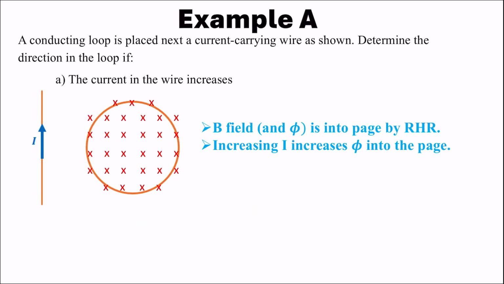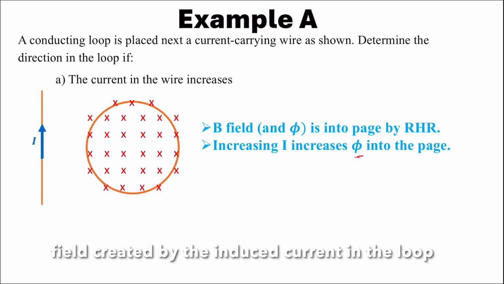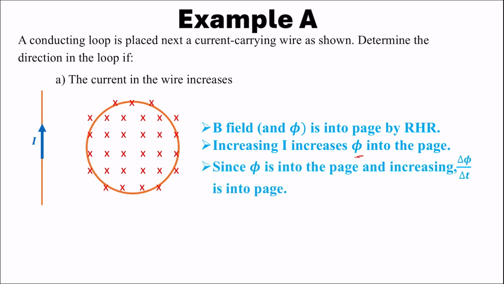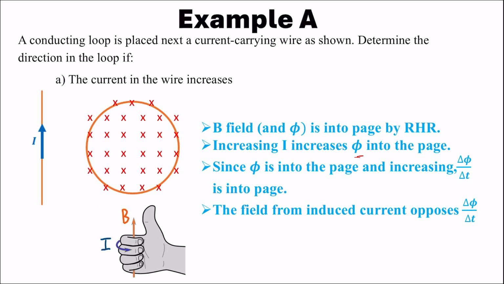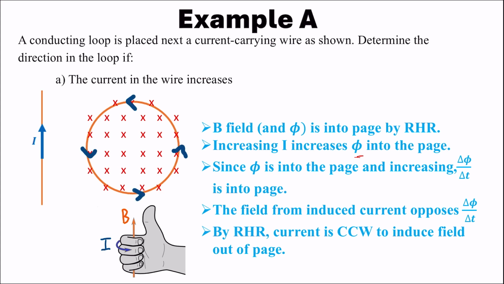Since the current is increasing, the magnetic field through the loop is increasing, which means the flux is increasing. Due to Lenz's law, the induced field created by the current is trying to act against that. To act against it increasing, I'm going to point my thumb against the field, out of the page. When I point my thumb out of the page, my fingers are going to curl counterclockwise. So here, the induced current is counterclockwise to create an induced field out of the page to act against the field into the page trying to increase.